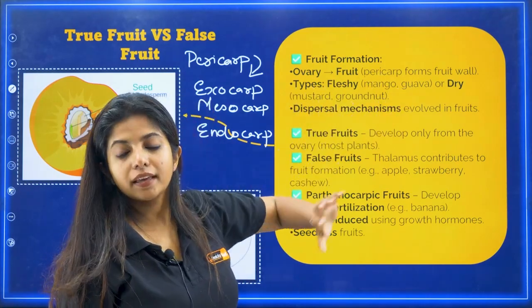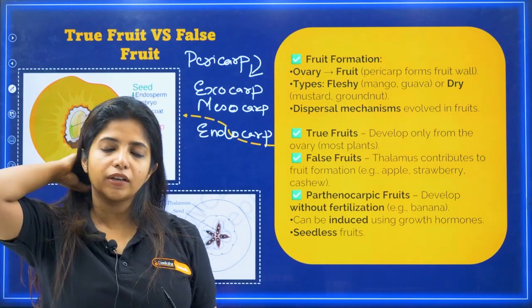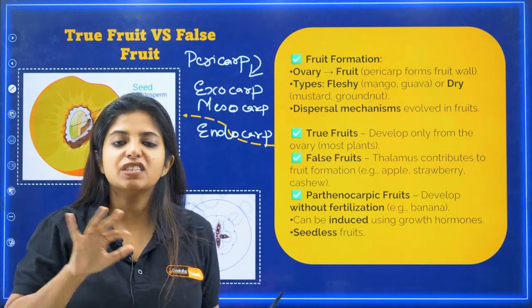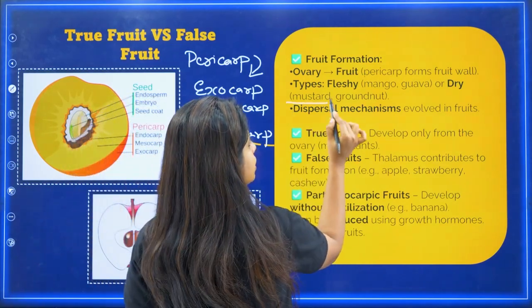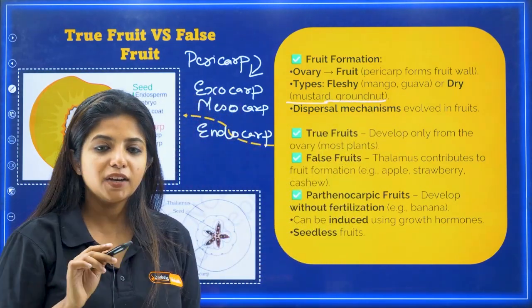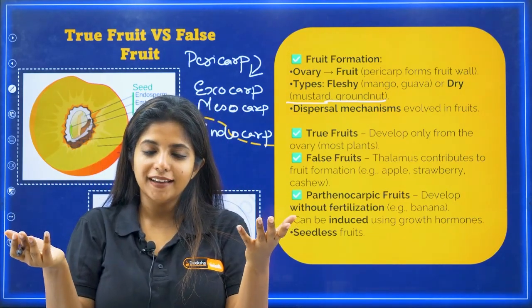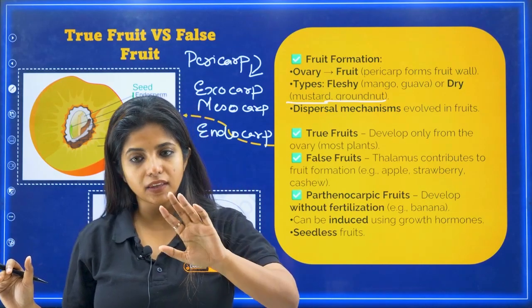My dear children, there are types of fruit. It can be fleshy or it can be dry. Fleshy, for example mango. In mango you are able to eat the mesocarp, right? In some it is dry. They do not have that fleshy layer. For example, you have mustard, you have groundnut. They do not have anything fleshy. All the walls seem to be just like one. That's all. So two types of fruits, fleshy fruits and dry fruits.